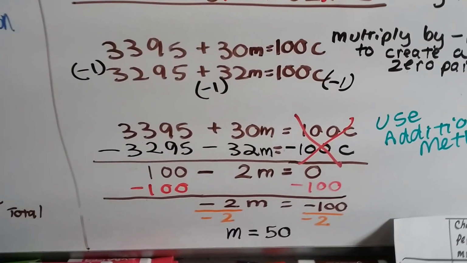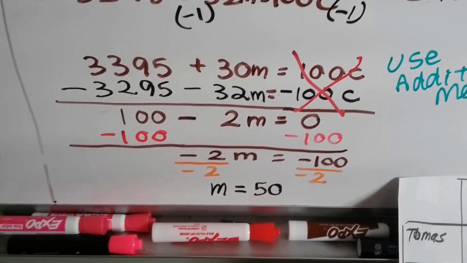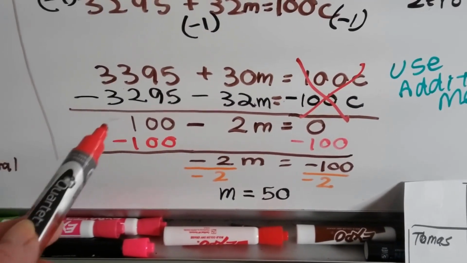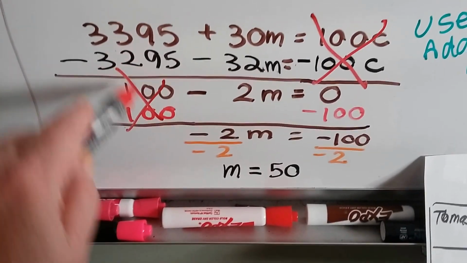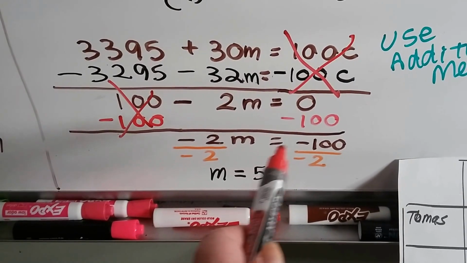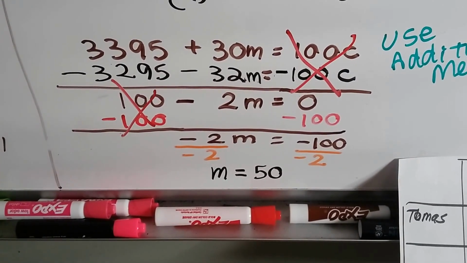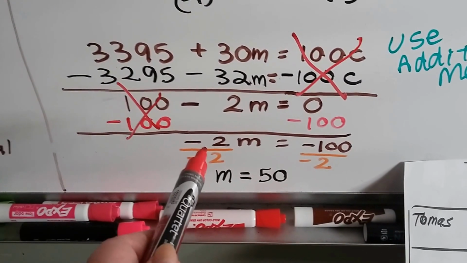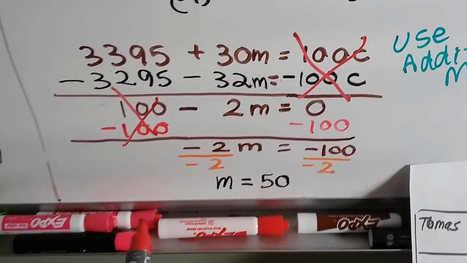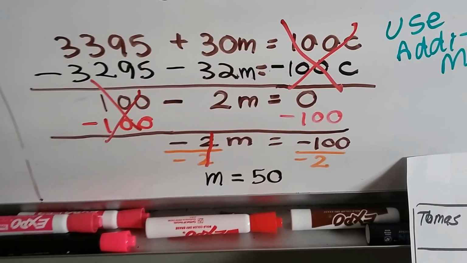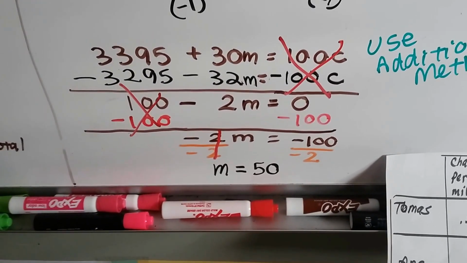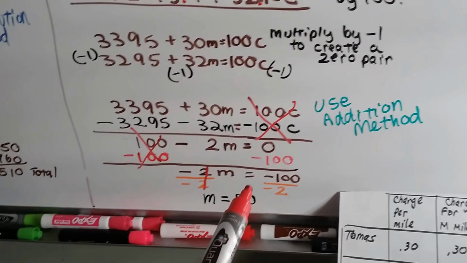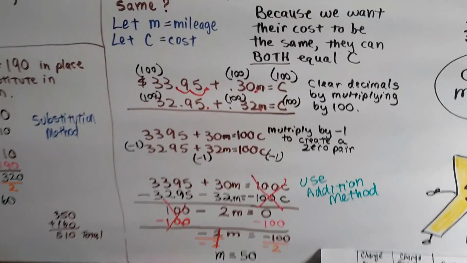We need to isolate that m, don't we? That's the only variable that's there to isolate. So let's take away 100 from each side. That creates a 0 pair here. And we get negative 2m equals negative 100. Now we divide each side by this -2 coefficient. And that creates a positive 1. And negative 100 divided by -2 is a positive 50. So we know the mileage will be at 50 when the cost is the same.